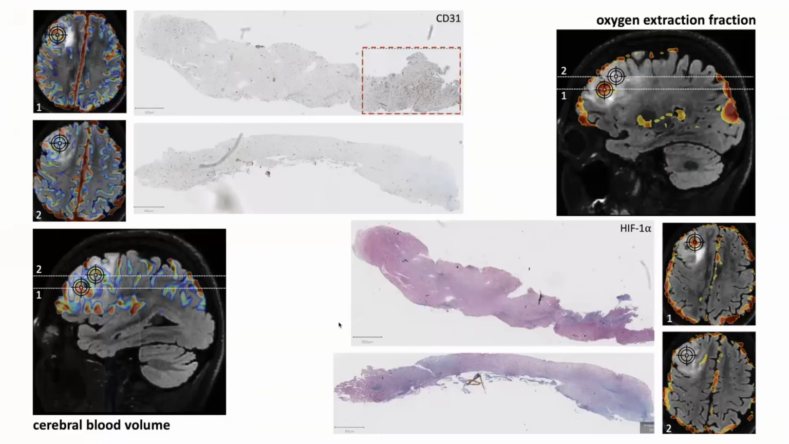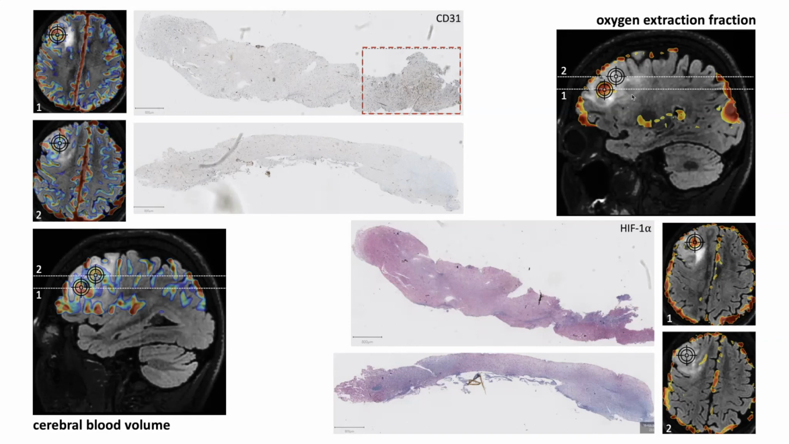And this is an example where we do the same, but then for, in this case, just CBV and oxygen extraction fraction, where we use a specific histopathological staining, in this case for the CD31, which gives us an indication of the blood vessels. So we can see in this area with a very high CBV that all of these red dots are blood vessels, versus this tissue sample, which was taken in a very low perfusion area where we don't have as many of these red dots.